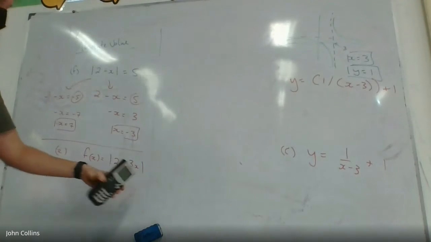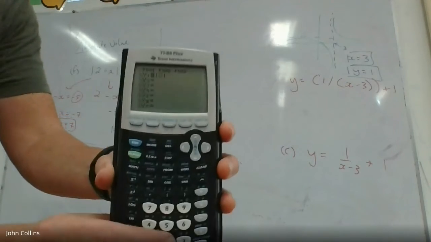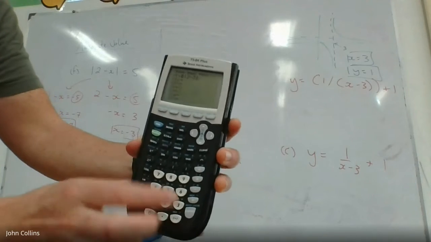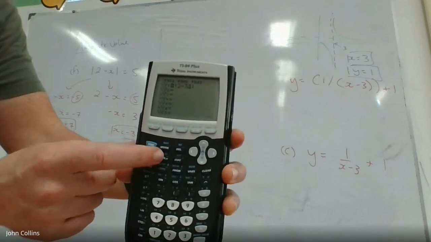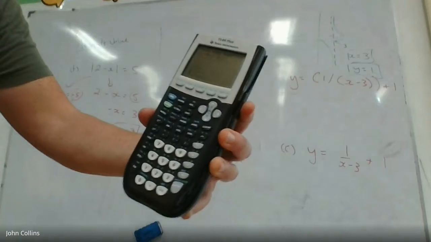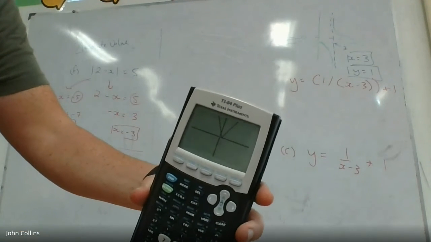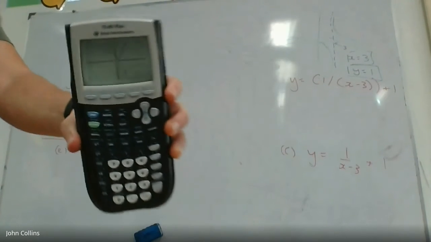Now just put in 2 minus 3x, so we do this. Press 2, press minus, press 3, and the X button is up here beside alpha. Now you can press graph, wait a second, and it should pop up as a V shape.